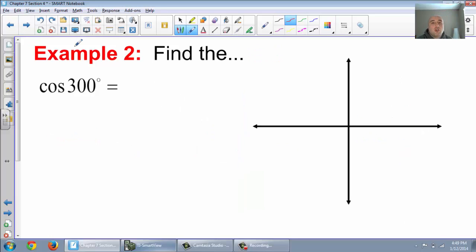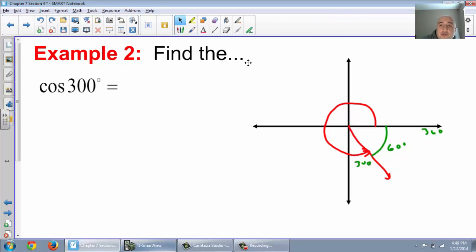All right, let's try another one. Cosine of 300. All right, I'm going to draw 300. Oh, that's probably about right there. Okay, there's 300. Now I need my reference angle. It's the distance to the nearest x-axis. How far away is 300 from 360? Remember, this is 360 and this is 300. So how far is that away? Hopefully you see that that's 60.